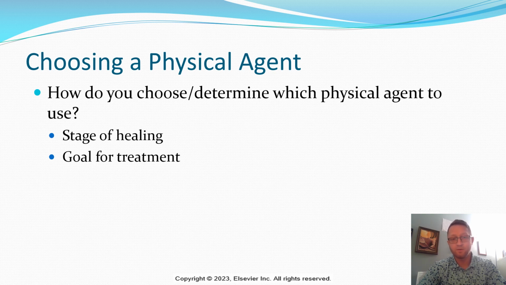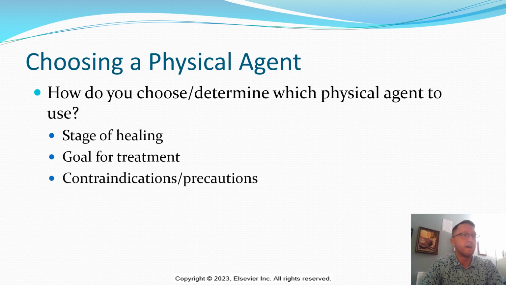Let's say the patient is in the inflammatory process, the inflammatory stage of healing. So we determine that. What's the goal for the treatment? Well, I really want to decrease blood flow to the area and decrease that metabolic rate. So I'm already thinking of maybe applying cryotherapy to the area. And then the last question that you're going to have to ask yourself and ask your patients is, what are the contraindications? What are the precautions that I need to consider before I apply this modality?